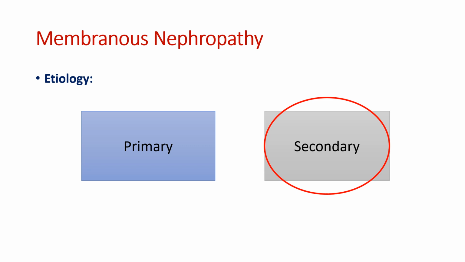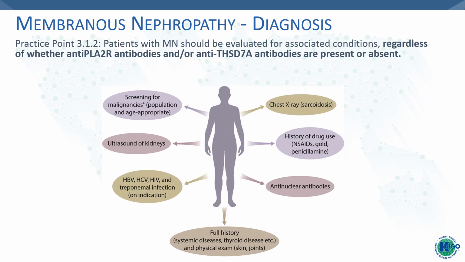Membranous nephropathy may be secondary to a list of causes, and you have to exclude all these causes even if the patient has antiphospholipase A2 receptor antibody positive. So even if you suggest that the patient has primary membranous nephropathy, you have to search for and exclude secondary causes, as clearly mentioned in this statement in the KDIGO guideline. So you can do a chest X-ray to exclude sarcoidosis, take a history of drugs, ANA, full history and examination, virology, ultrasound of the kidney, and screening for malignancies.